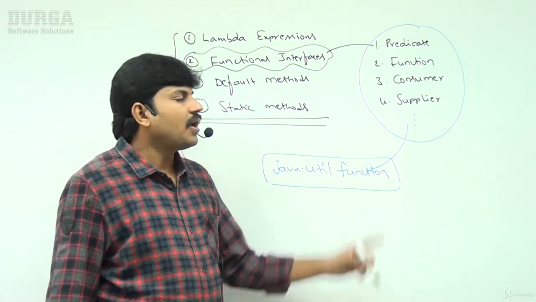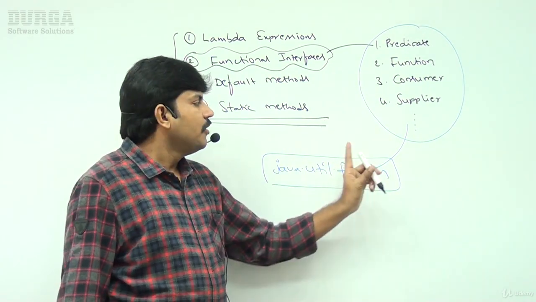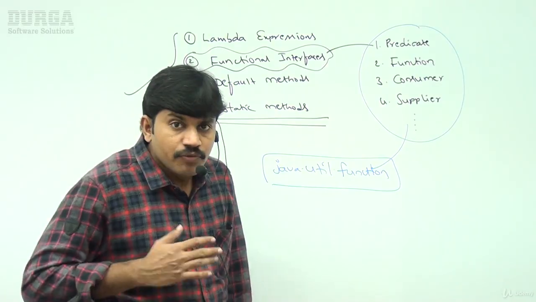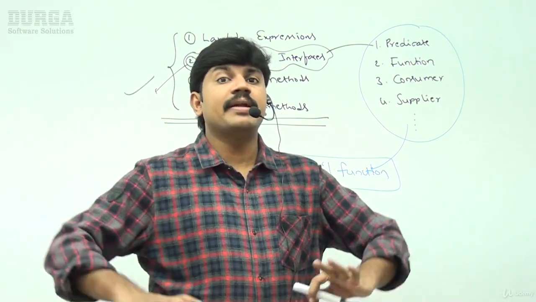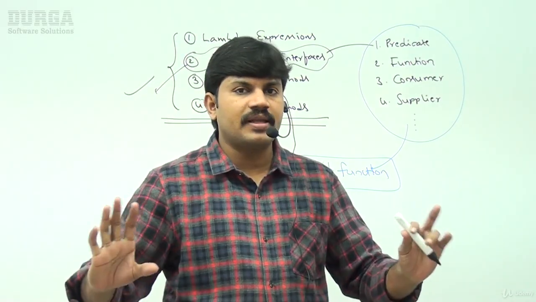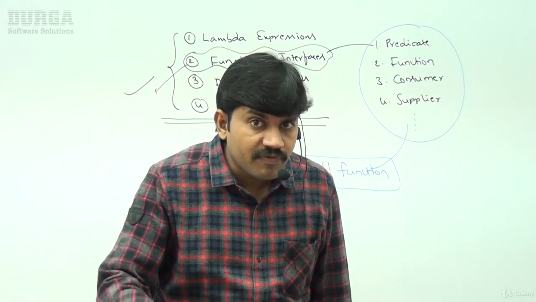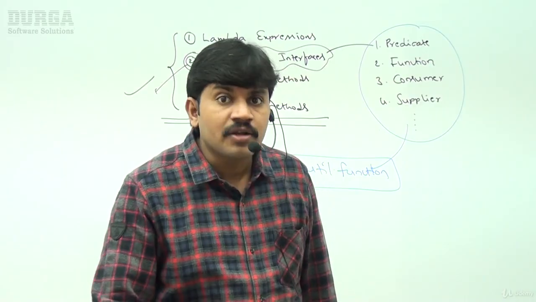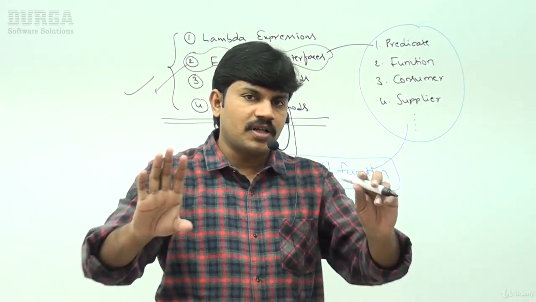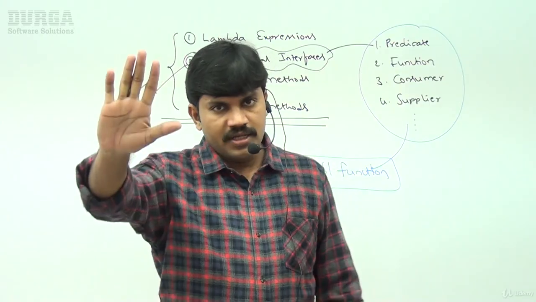As a programmer, we can happily use these predefined functional interfaces. We are not required to define them. We can use them directly. But what is the meaning of Predicate? What is the meaning of Function, Consumer or Supplier? How you can use them, I will take care. Don't worry about that. Clear for all of you?